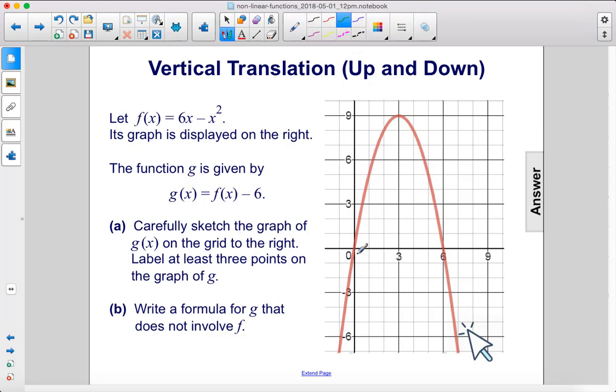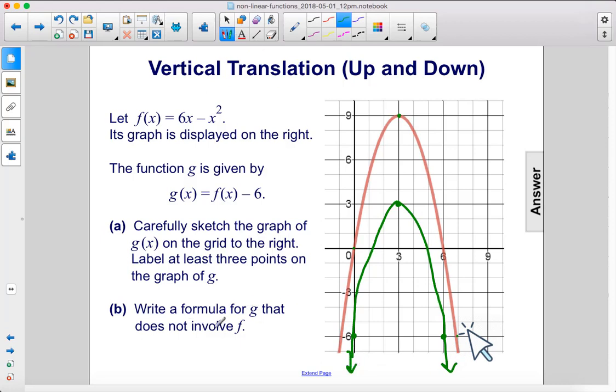Alright, so we have f of x minus 6. So we take our point, like the vertex, and that's at 9. So we subtract 6, and we draw our new point here. Here's another point at 0. So our new y-intercept will be down at negative 6. And we can mirror that point over here. So we can move this point down 6 as well. And we have our new graph that looks like that.